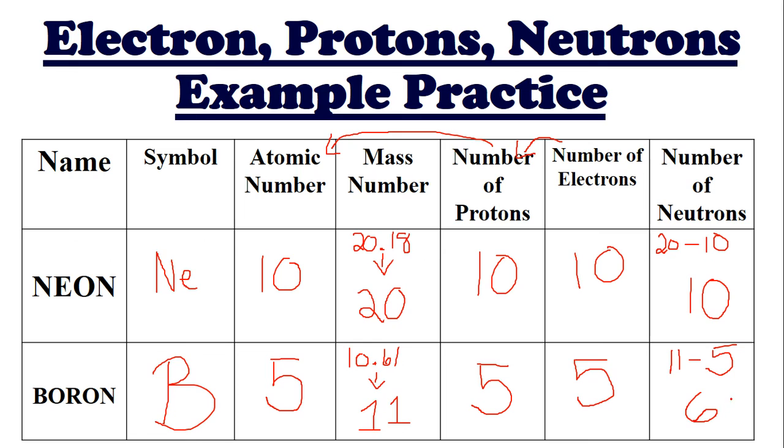If you notice, the neutrons do not always have to equal protons. The neutrons are neutral. They don't come with a charge. They are just there. They're there for mass and some other stuff. This is because of the mass number.